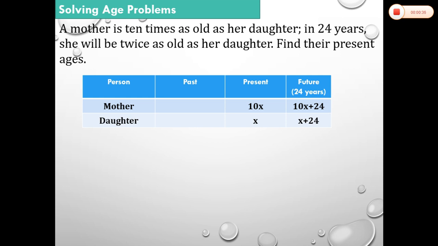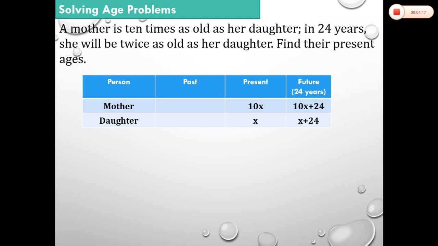So in this case, we don't need the column for the past ages, and we only have the present and the future ages of the two persons, the mother and her daughter. The problem states that the mother is 10 times as old as her daughter. So let us represent the age of the daughter as x and her mother as 10x, 10 times as old. In 24 years, meaning their present ages added by 24.